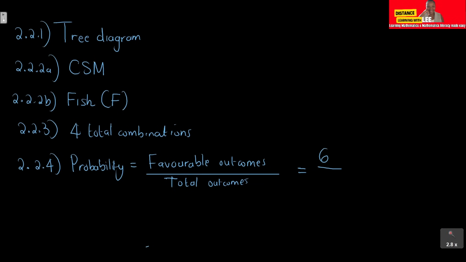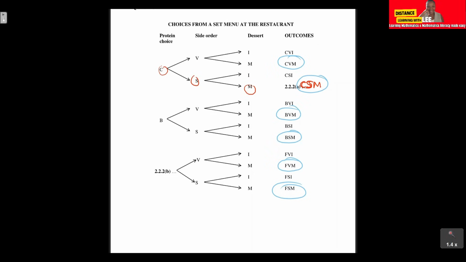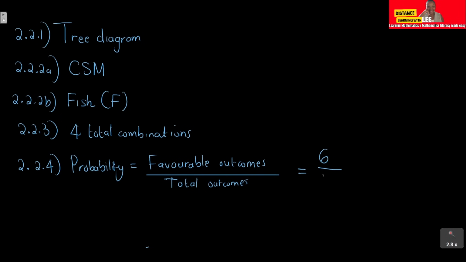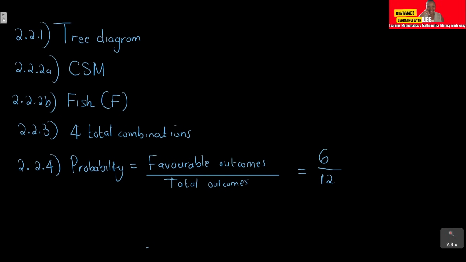Divided by total outcomes. In total, from this tree diagram, how many total outcomes do we have? We're going to count: one, two, three, four, five, six, seven, eight, nine, 10, 11, 12. So we've got a total of 12 outcomes. However, guys, they said, determine the probability as a percentage of selecting a meal with malva pudding as a dessert. So from here, we need to multiply that by 100 because we want the probability as a percentage.